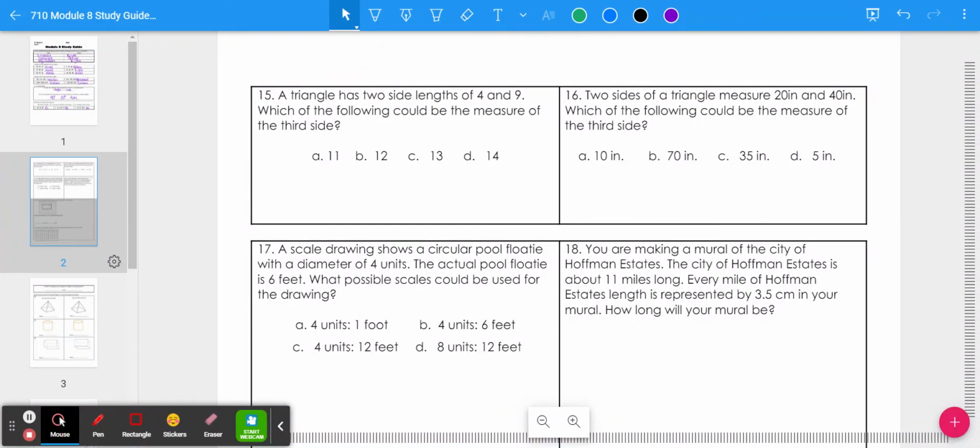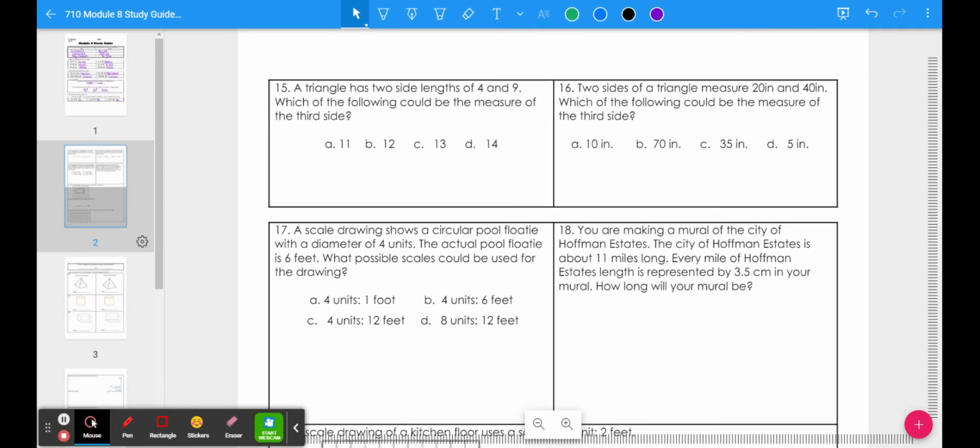Hi, class. So I just wanted to go over a couple of problems from your study guide, mainly because I haven't seen you all since Thursday of last week. And I just want to make sure that you guys are as prepared as possible for your exam tomorrow. So let's just jump right into it.